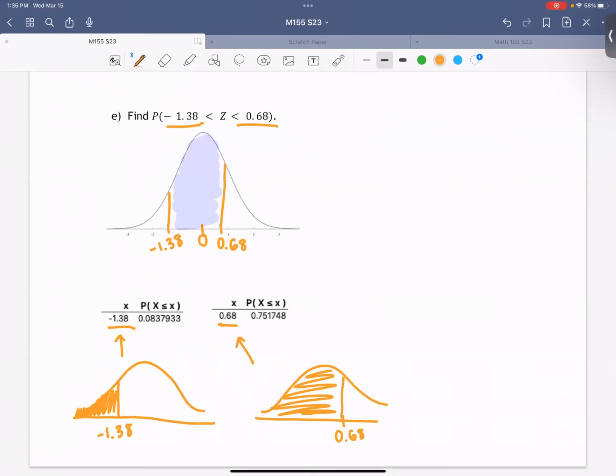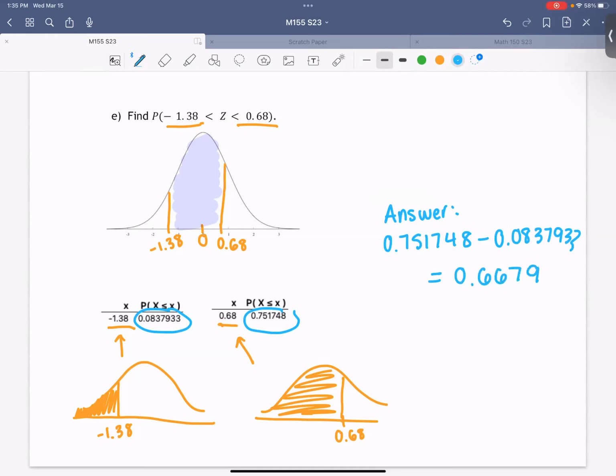Perfect, right? Because when we have two graphs and we want to find the middle, what you're going to do in every situation is you're going to take the larger probability and the smaller probability, and you just subtract them together. So for any in-between question, my final answer is taking the bigger probability, 0.751748, taking the smaller probability, 0.0837933, and just subtracting them together. So when you subtract them together, we get 0.6679. That's the answer of the in-between probabilities.